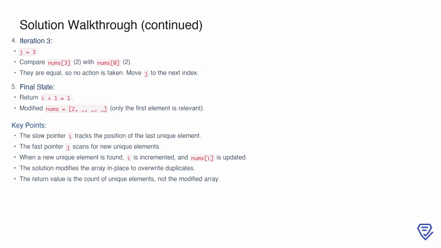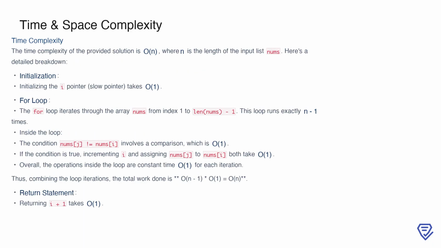To summarize, the slow pointer i helps keep track of the position of the last unique element, while the fast pointer j scans for new unique values. By overwriting duplicates in place, the solution achieves efficiency without using additional space. The return value represents the count of unique elements, not the modified array itself. The time complexity of this solution is O(n), where n is the length of the input array, nums.